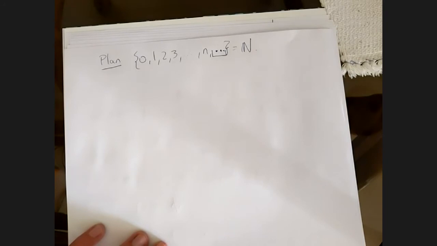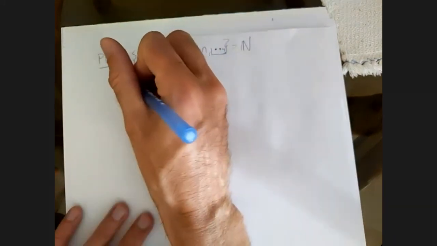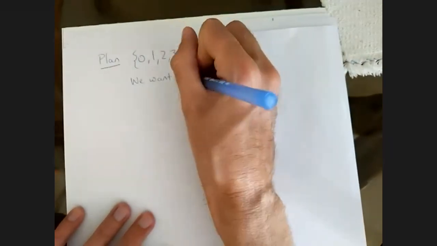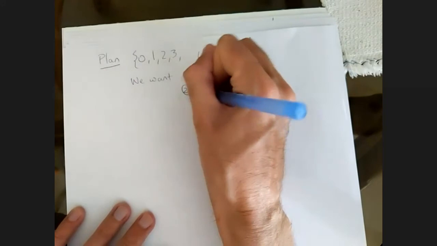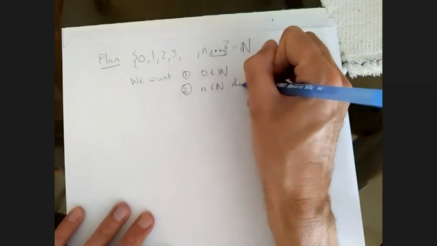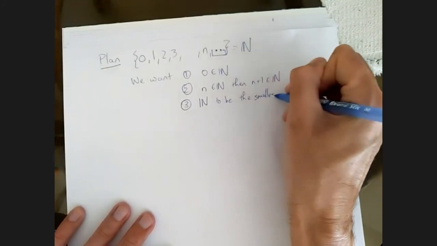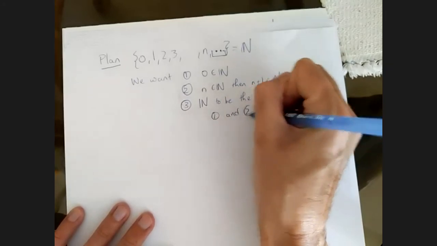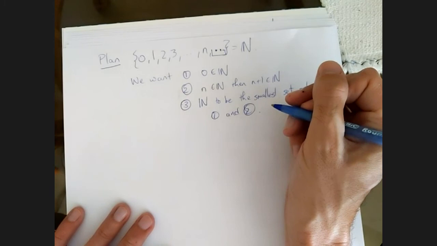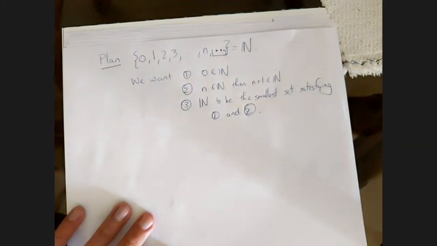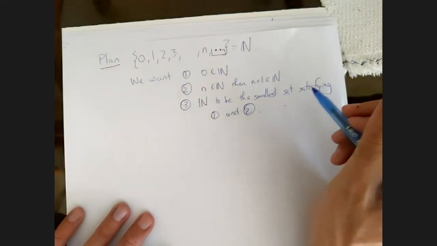We need to talk about what it is we want from the natural numbers. Well, it turns out one of the first things we want is the well ordering principle. Another way to state that is that we want N to satisfy that 0 is a natural number, and that if n is a natural number, then n plus 1 is a natural number. And then we also want N, the set of all natural numbers, to be the smallest set satisfying 1 and 2. And the reason for this third property is that this is essentially the principle of mathematical induction.